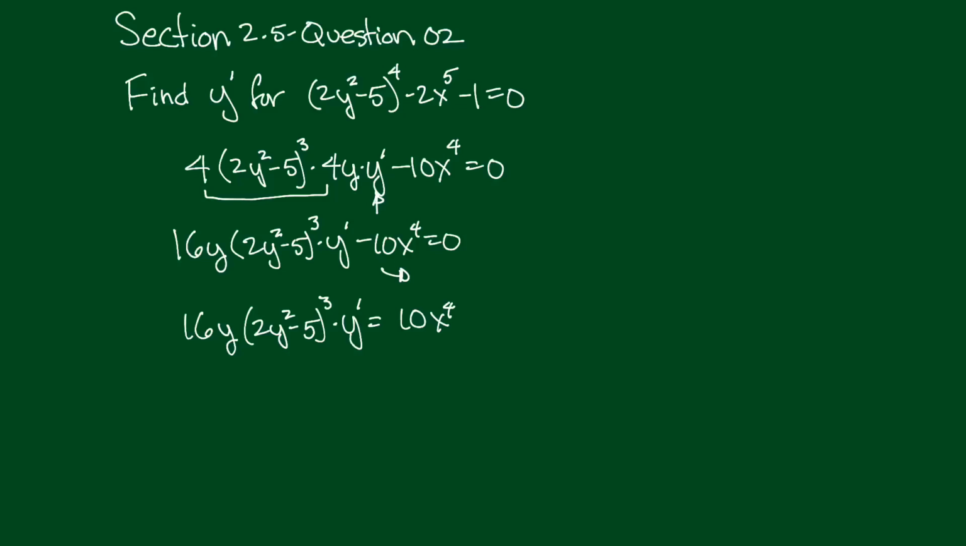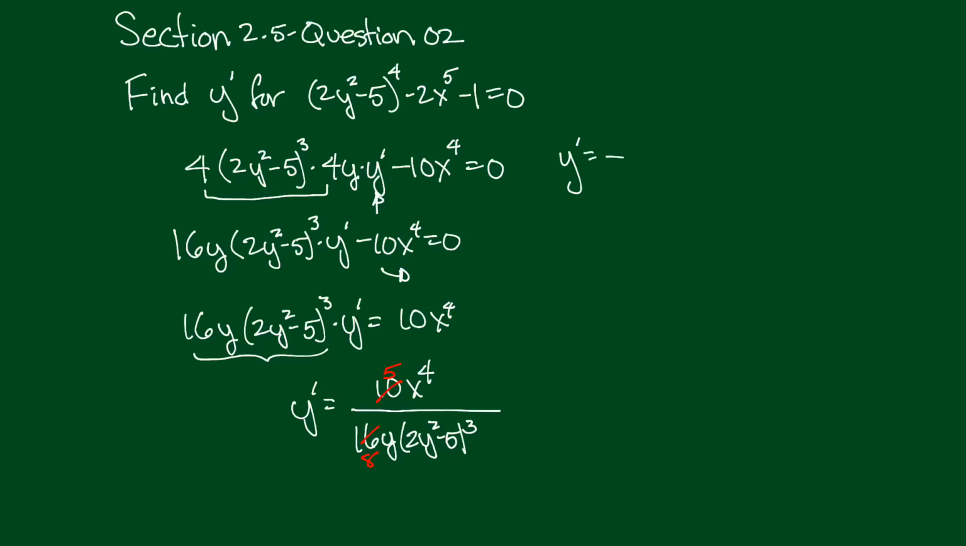10x to the fourth. Now I can get y prime if I just divide by that, so y prime is equal to, how about 10x to the fourth over 16y (2y squared minus 5) cubed, and just a little bit of reducing. 2 will divide each of these. How about 5 of those, 8 of those? So I'll write it over here on the right. So we'll get y prime is equal to 5x to the fourth over 8y (2y squared minus 5) cubed. There we go.